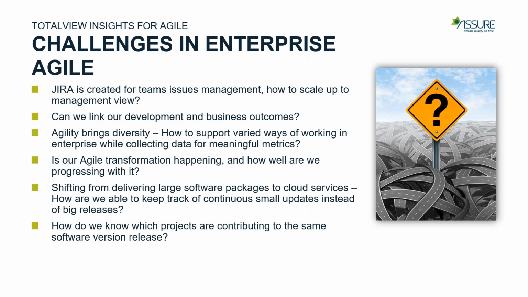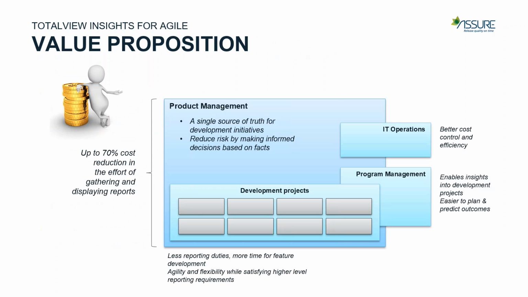Additionally, how do we know which projects are really contributing to the same software version release? If something goes out to the customer and it includes a lot of small version updates within our internal versioning, how do we know which of these contribute to the same customer release? All of these questions are something we started to think about when we embarked on this journey of creating Insights for Agile. A couple of words about the value proposition.